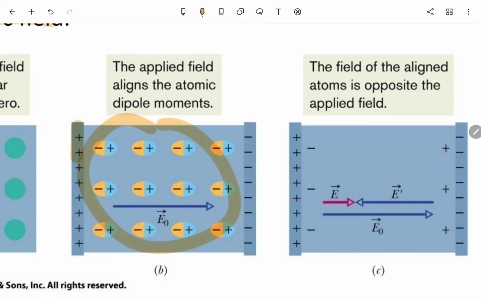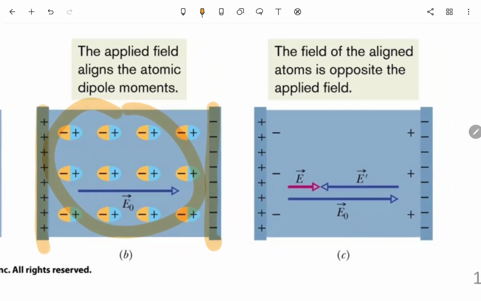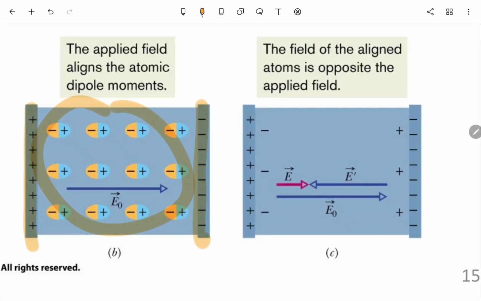It's like these two are the parallel plate. So if you provide some potential difference to it, it will generate a constant E field pointing to the right side. In that case, the dipoles in the dielectric will all align pointing to the right side, and these dipoles will also generate some E prime.